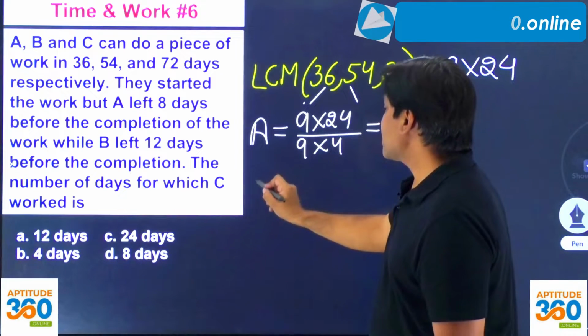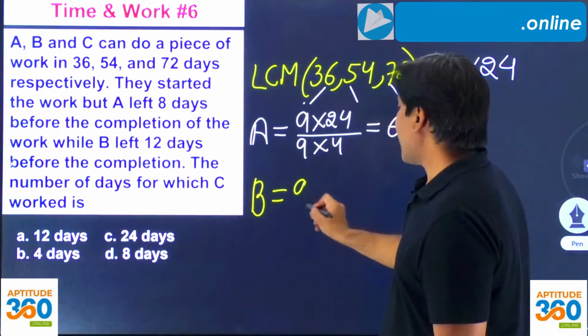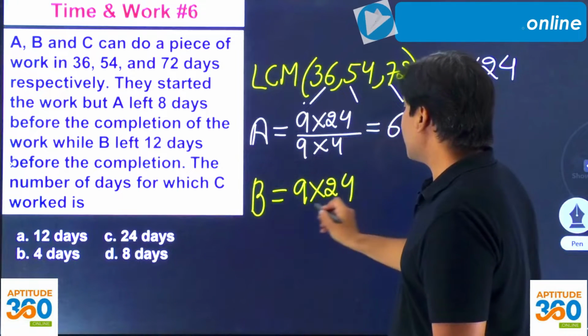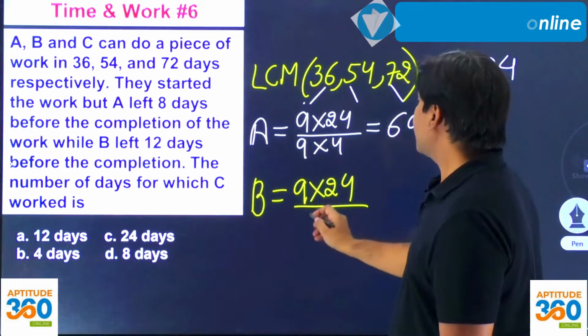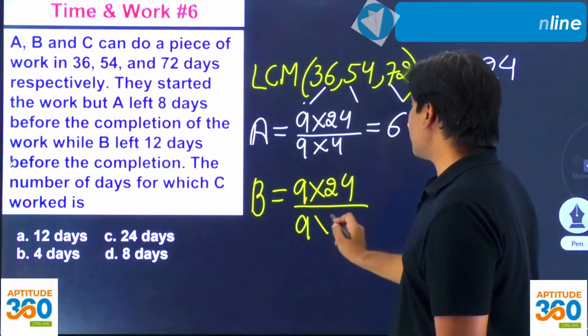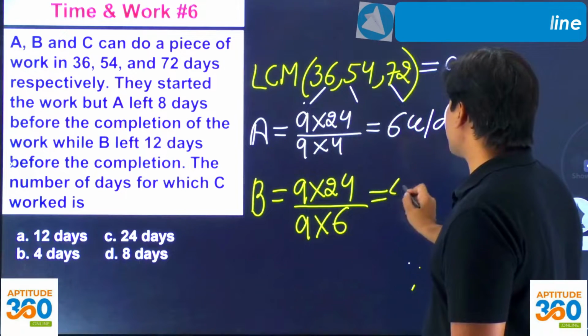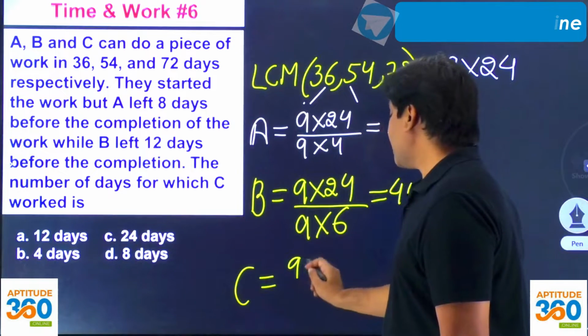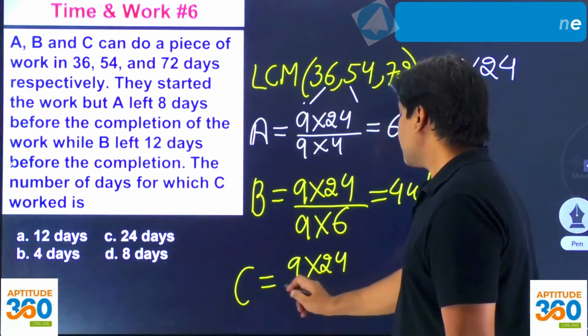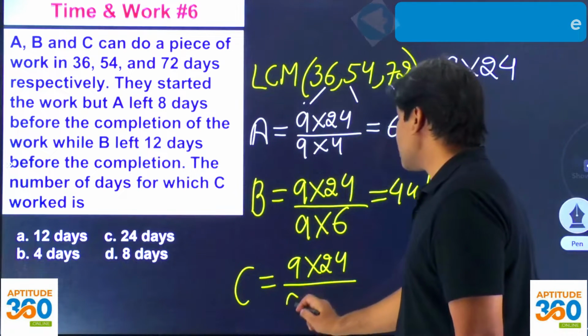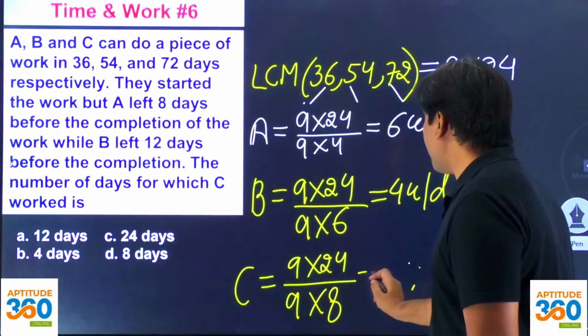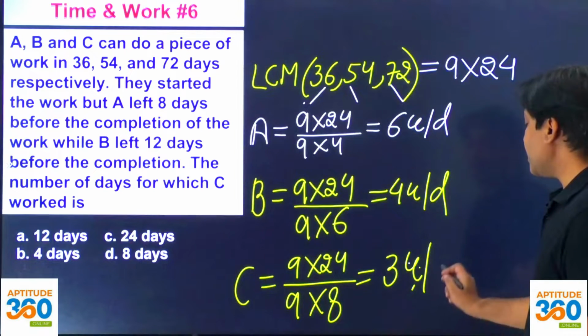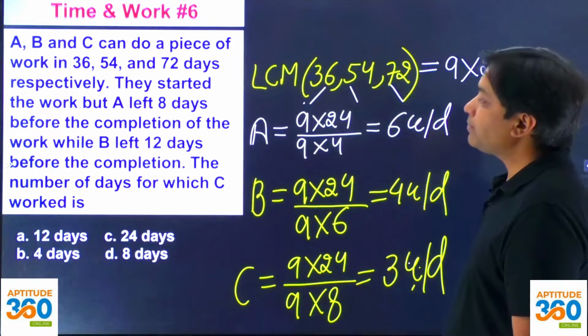Can you find out what is per day work of B? It is 9 into 24, which is the total work. And then 54 can be written as 9 into 6. That comes out as 4 units a day. And how about C? 9 into 24 divided by 72 is 9 into 8. So per day work of C is 3 units per day, right?